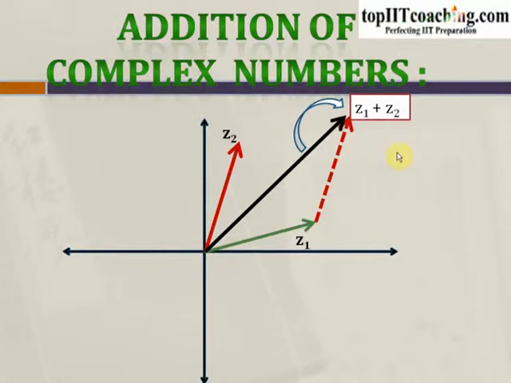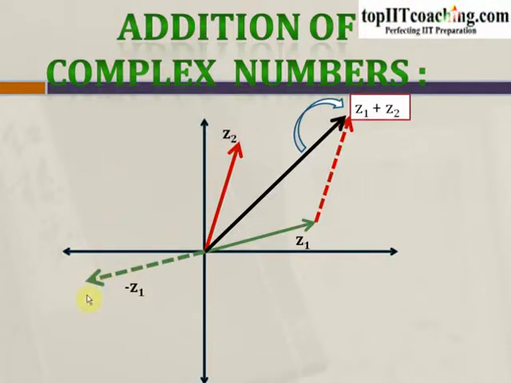Now let's see the subtraction of two complex numbers. So we are going to find out z2 minus z1. For that we can write z2 minus z1 equal to z2 plus minus of z1. Now what we do is we draw minus z1. So this would be minus z1. It is symmetrical about the origin, so this becomes minus z1. Again we have to add z2 to this complex number.